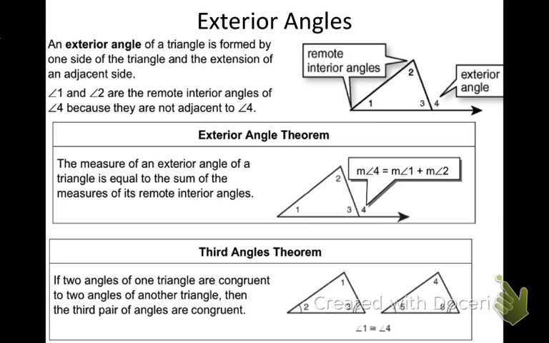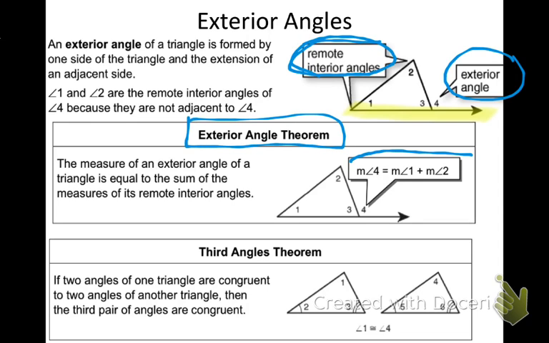All right, last thing we're going to talk about today is what is called the exterior angle theorem. Exterior angles: if I were to continue a line in a triangle, the angle that is formed with that line and the triangle would be the exterior angle. So you kind of see that here. That would be our exterior angle. What's left on the inside is what would be called our remote interior angles. The exterior angle theorem says that the exterior angle equals the sum of the remote interior angles.